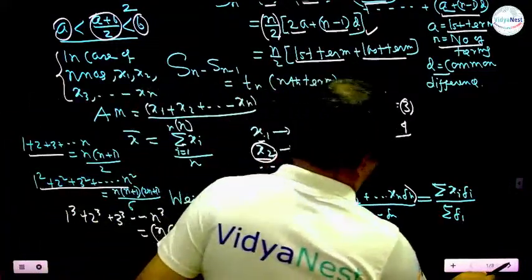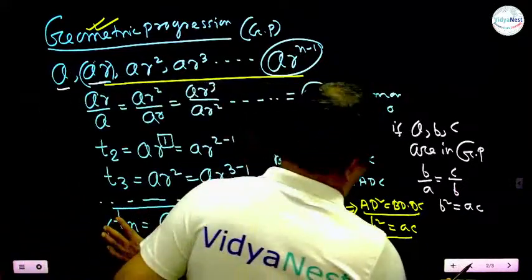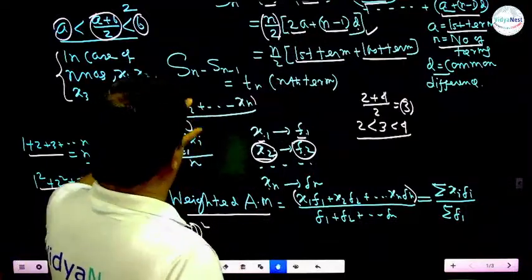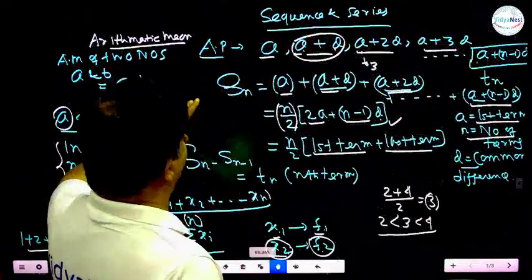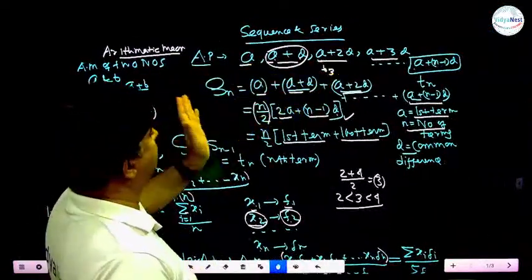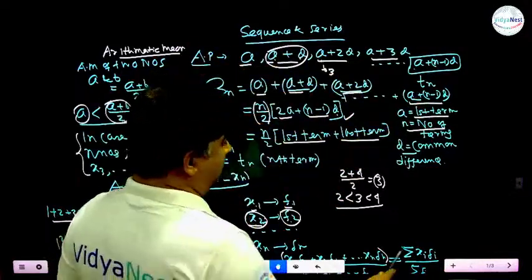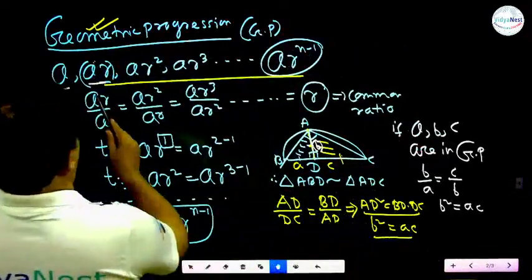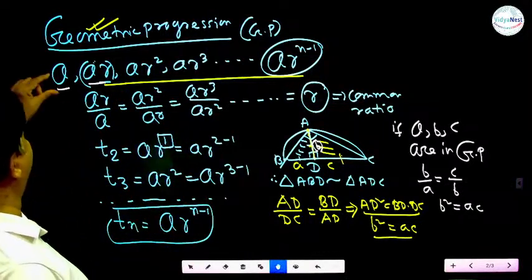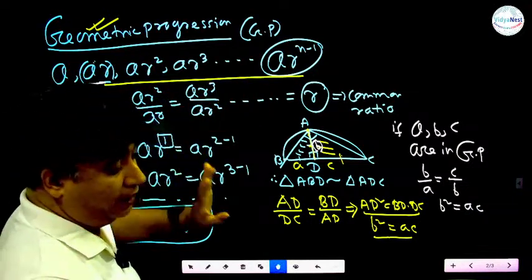Today our topic of discussion is geometric progression. So what is its difference from arithmetic progression? In arithmetic progression, in the series numbers are increasing or decreasing with a fixed digit, either plus or minus. But in geometric progression, numbers are increasing with a fixed ratio, like this: a, ar, ar square, ar cube up to ar to the power n minus 1.